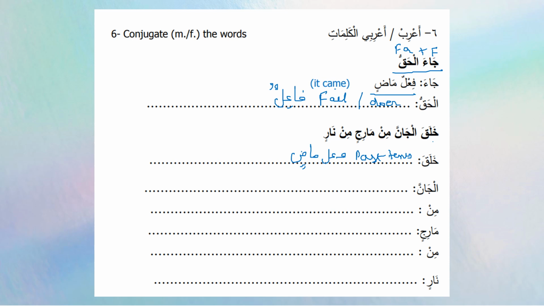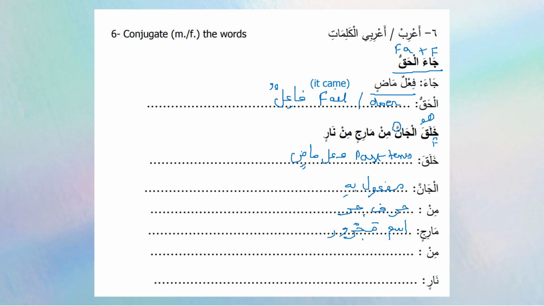Now we have our fail. Where is a fa'il with dhamma? If you can't find the fa'il, where will it be? It's hidden. It's damir mustatir, hoa. And Jannah has a fatha, so it's our maf'ul bihi. Min is harf jar. If you write just harf jar, it will be enough for the i'rab. Marijin, after harf jar, we definitely have ism majroor.